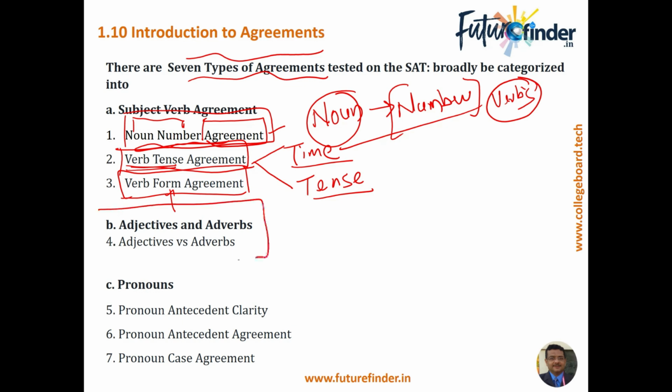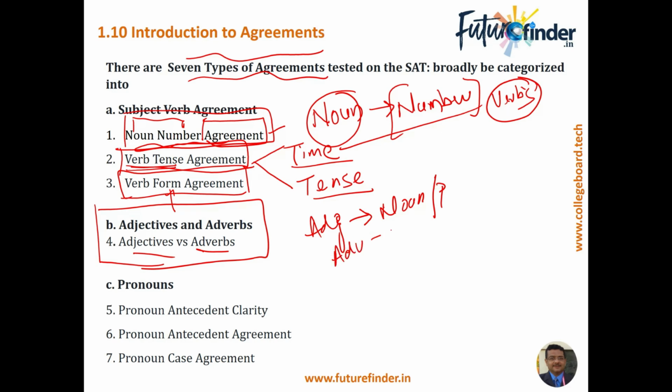Then we come to adjectives. As I told you when I was describing the parts of speech, adjectives and adverbs are things that the SAT tests you for: whether we have done the correct use of an adjective, which obviously goes with the noun or the pronoun, or we have used an adverb which should go with a verb. So we are expected to know the difference between the two and the proper usage of adjectives and adverbs. We are going to take that up in the future lectures.